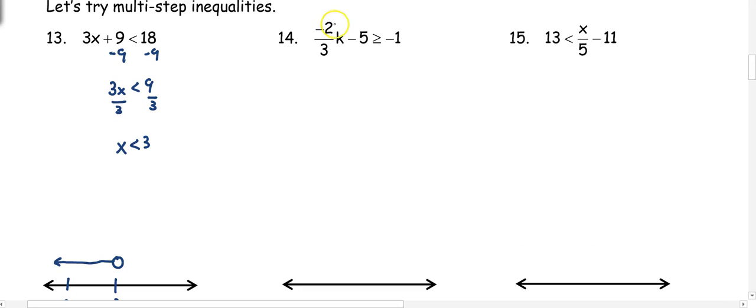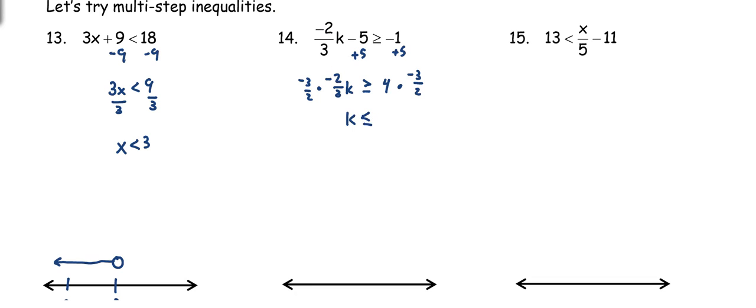Number 14. Negative 2/3 k plus 5 is greater than or equal to negative 1. So we're going to add 5 to both sides. Negative 2/3 k is greater than or equal to 4. Now to get k by itself, we need to multiply by our reciprocal. So we're going to multiply by negative 3 over 2. And we get k is less than or equal to, we have to flip our sign because we multiplied by a negative number. And we get negative 12 over 2. So k is less than or equal to negative 6.